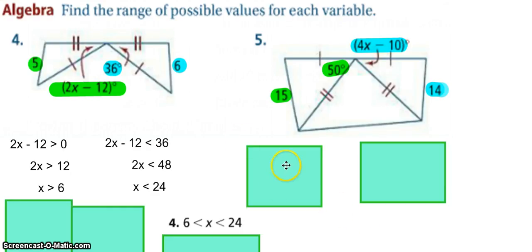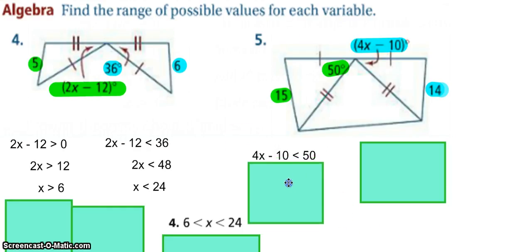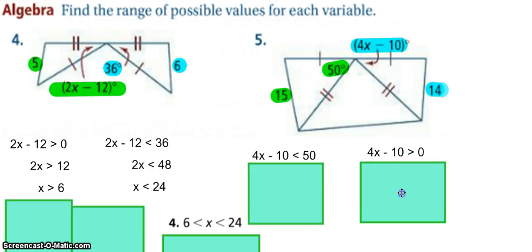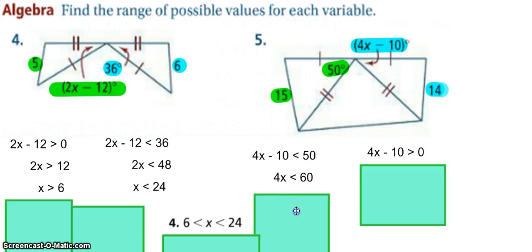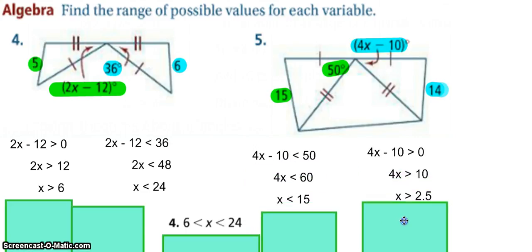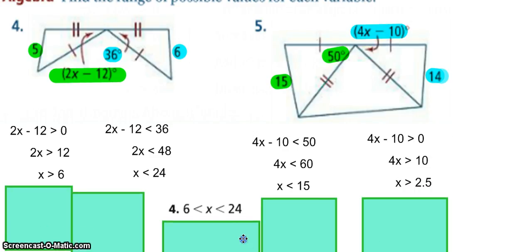When we look through number 5, we see that the inequalities that I create are 4x minus 10 is less than 50, because my 50 corresponds with the length of 15. It's longer, therefore the angle is bigger. My 4x minus 10 also has to have a positive value, so it is larger than 0. From there, I can use the algebra to solve, and I did it correctly on this side. I again use the algebra to solve, and that gives me my range for number 5 to be between 2.5 and 15.